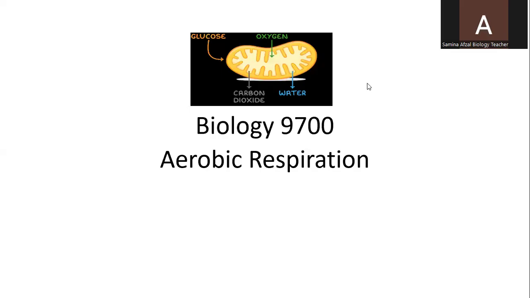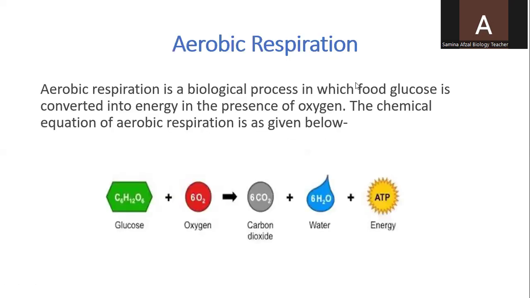A Level Biology 9700, and the topic is aerobic respiration. Aerobic respiration is a biological process in which food glucose is converted into energy in the presence of oxygen. The chemical equation of aerobic respiration is given below. And students, aerobic respiration is that type of respiration which only takes place in the presence of oxygen.